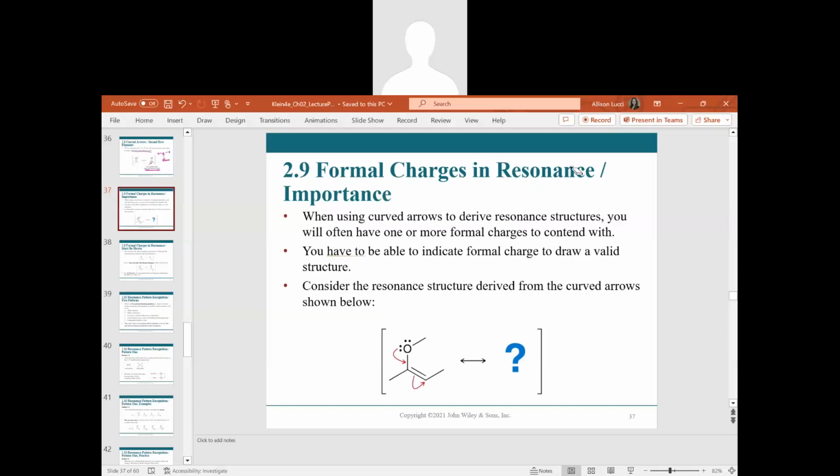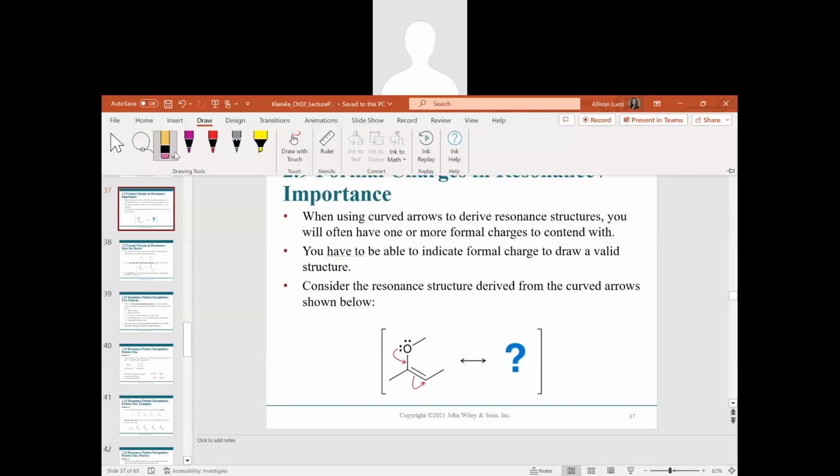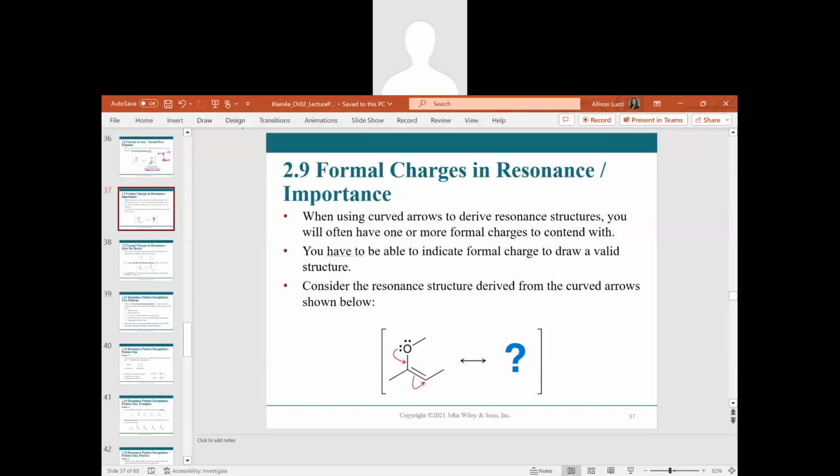This next video will cover information from section 2.9 and 2.10. There's not too much to review from 2.9. We are just reminded that formal charges are important when we draw these resonance structures. We need to indicate those. And oftentimes when we derive these resonance structures, we're going to end up with one or more formal charges in our final resonance structure after we do this arrow pushing, these movements of electrons. So let's take a look here.